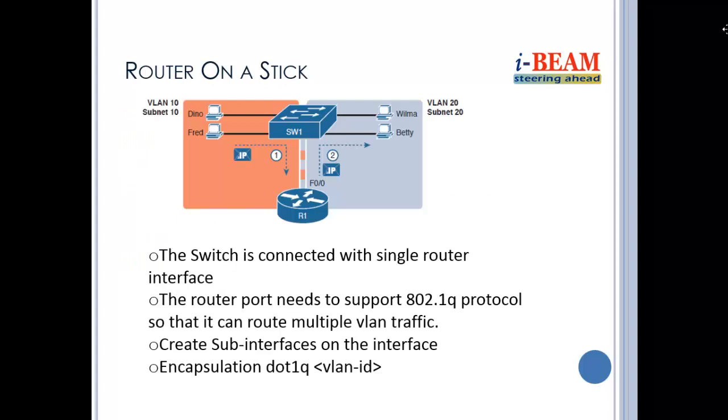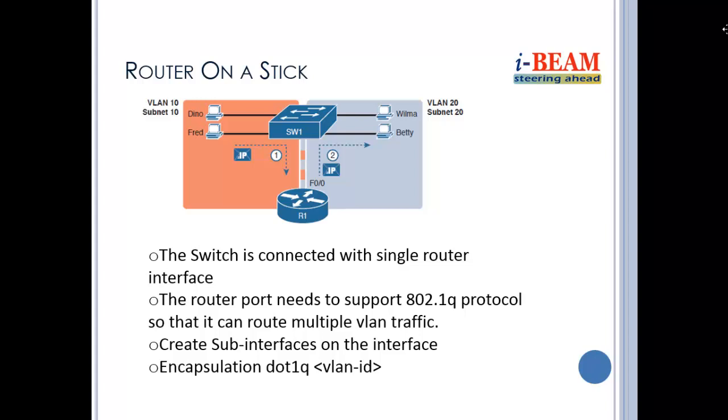In this lecture, we will talk about router on a stick. Let's see in the diagram, the switch has two VLANs, VLAN 10 and VLAN 20, but the switch is connecting to the router with only one physical link. Router FastEthernet 0/0 is connecting to the switch. There is no separate interface for different VLANs. They are using the single interface. So how are we going to do this?